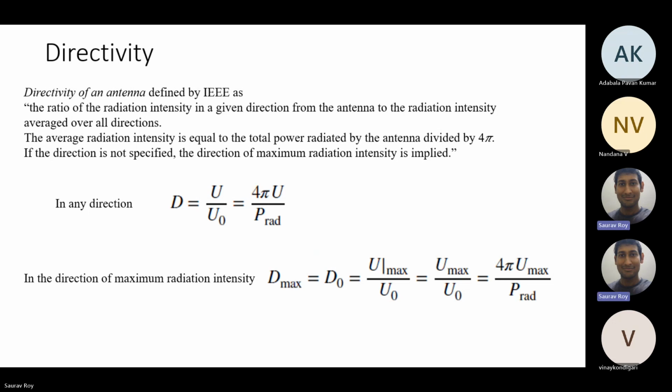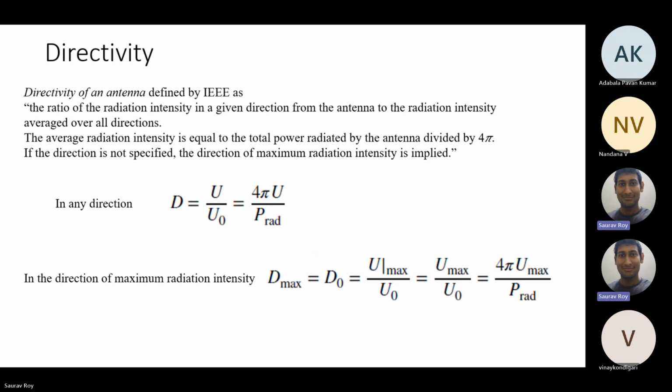That's why in the equation here you see D equals U by U naught. It's a ratio of radiation intensity in a particular direction, where U is the intensity in that direction, to the radiation over all directions, which is given by U naught. Why is U naught the radiation intensity averaged over all directions? That we'll see. The next line says the average radiation intensity is equal to the total power radiated by the antenna divided by 4 pi.